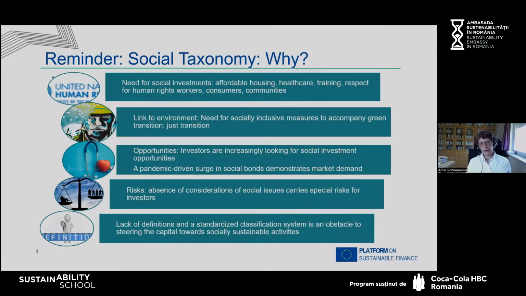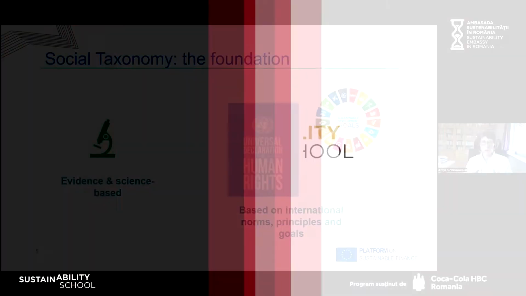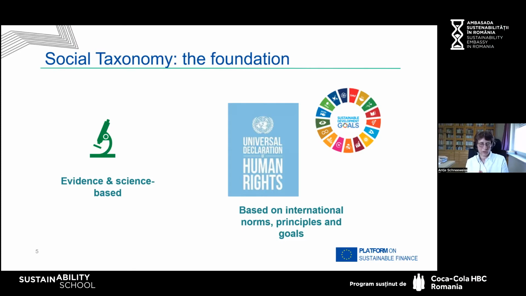risks. If you look at ESG ratings presently, the differences in the ratings on social topics are even greater than they are already on green topics. So you can have a company which is considered social by one ESG rating agency and not at all social by another one. So what could be the basis for a social taxonomy?